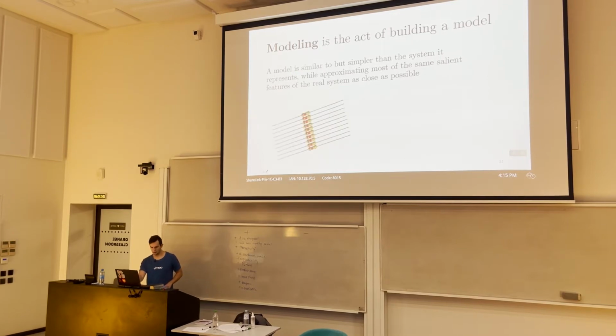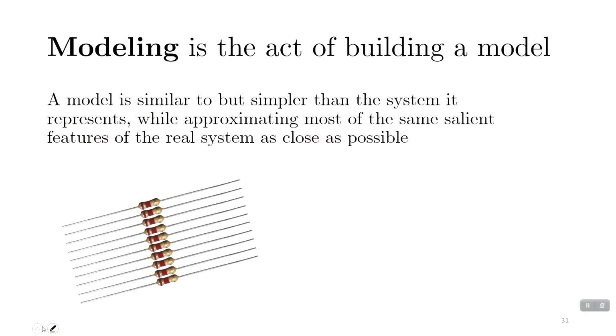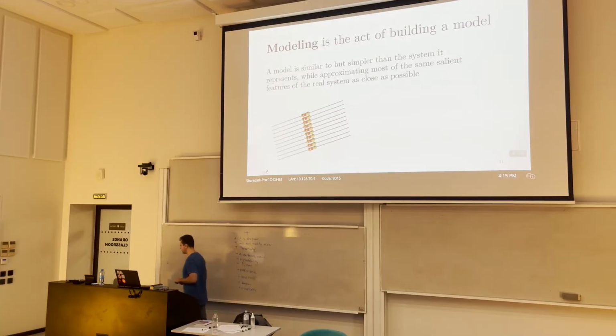All right, so a model has to be simple, but still it has to represent the main characteristics of a system. A system has different kinds of characteristics, and sometimes it's not important to model all of them for your particular system.